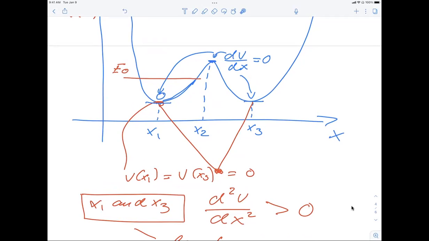If you didn't have a potential well here, which is shaped like this and goes up to infinity again, and if the potential well stopped at this point x2, you would be able to escape it. You would have enough energy to escape the potential well.